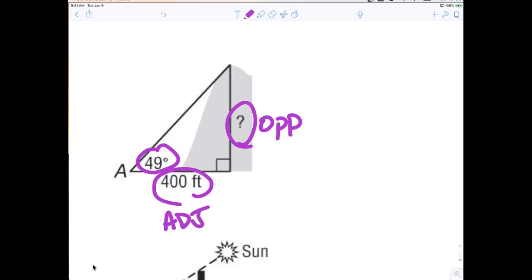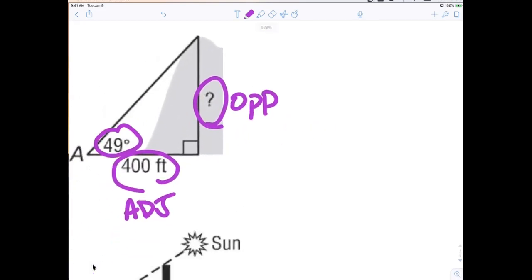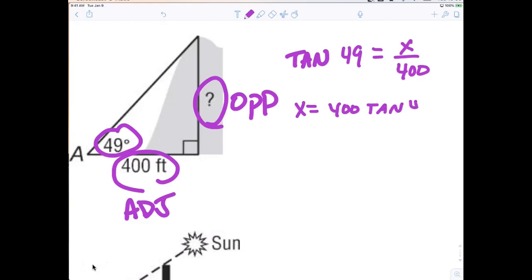All right, so now, what trig function is involved? Tangent. Thank you very much, for those of you who remember. So it is the tangent of what? Tangent of 49, thank you, is equal to what? Come on. X over 400, thank you very much. Good job. So X over 400. So we good with this? And so now, X is equal to 400 tangent 49.